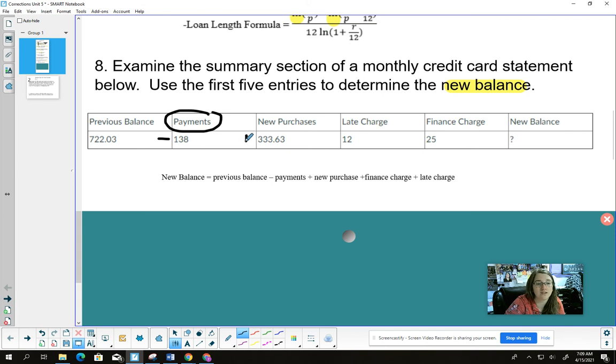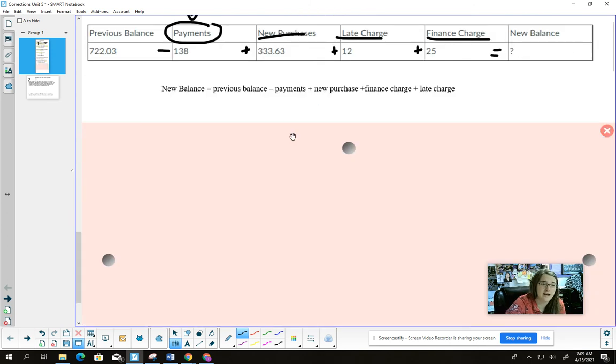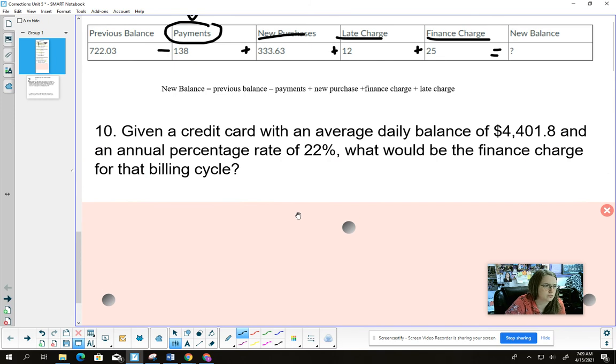So purchases are considered positive, as are all of these other things, because these 3 things increase how much money you owe. A payment decreases how much money you owe. So literally, that's all you had to do. Again, your numbers are going to be different. But there was a formula. If you forgot, that's what you had to do. So go ahead, fix that, come back, and then we'll look at the last 2 here.